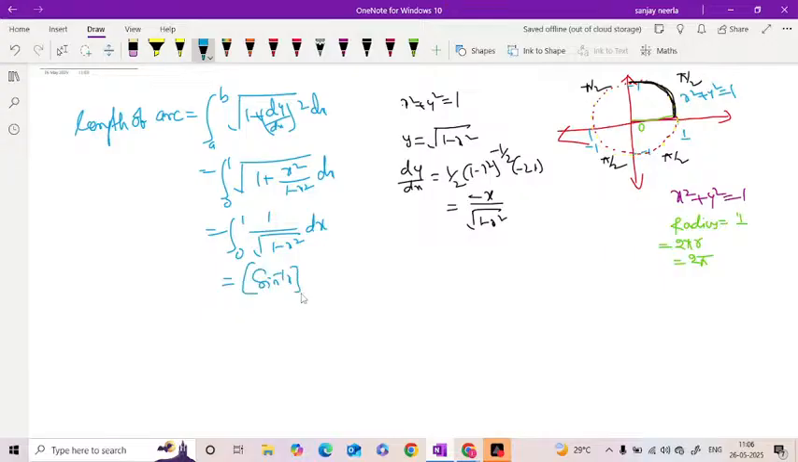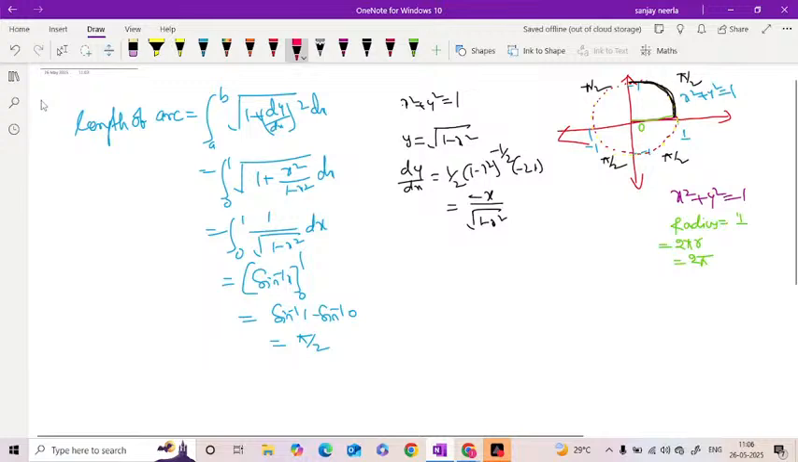So limits 0 to 1, and upper limit is 1. So sine inverse of 1 minus lower limit is 0. So sine inverse of 0, the result is pi by 2. But anyway we know the answer. So this is in the Cartesian form. Same problem, so it is the first approach, first approach for finding the length of the arc.